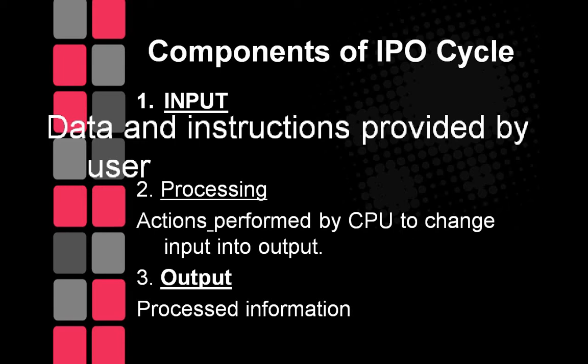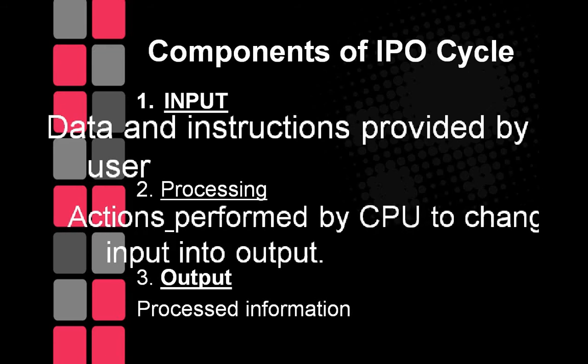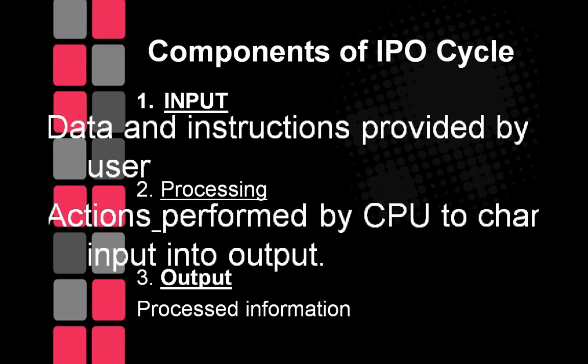Let's move to processing. Actions performed by CPU to calculate your input into output is processing. So the CPU now calculates your numbers you have given for calculation and then it provides a suitable output that is known as the processed information.